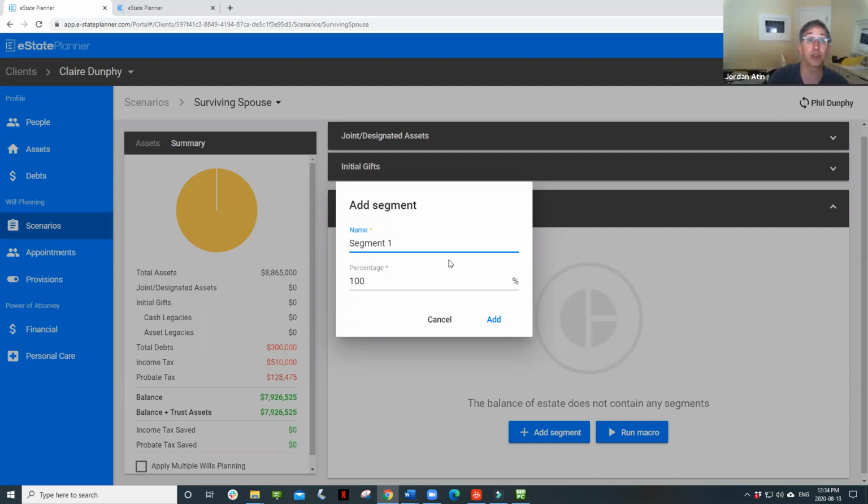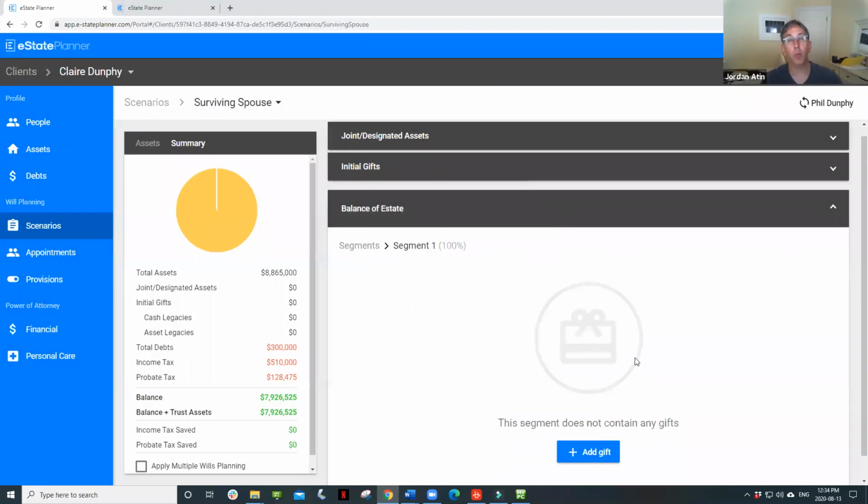You could change that so that it reads some other name, and I'll show you how to do that and what the effect of that will be in a second. But if it's 100%, you don't have to change the name ever, because it's going to recognize that that's the entire residue. And so it'll just say the residue of my estate. So segment one for 100%, add. And then once you've created the segment, which is the percentage, now you have to do something with it. And that's the adding the gift stage.